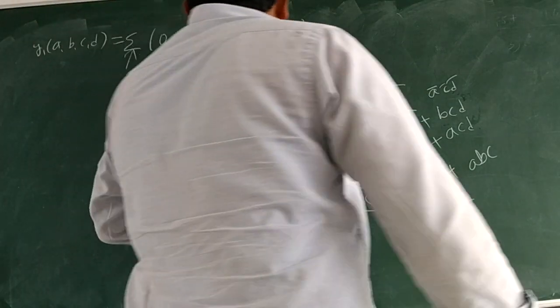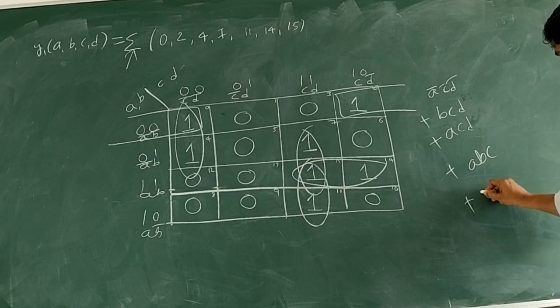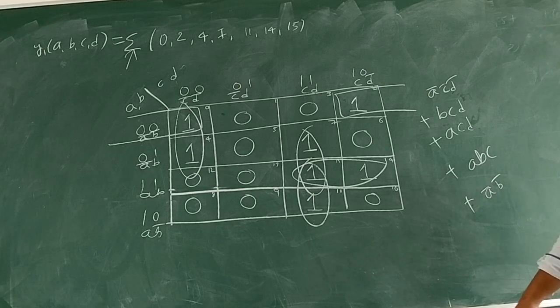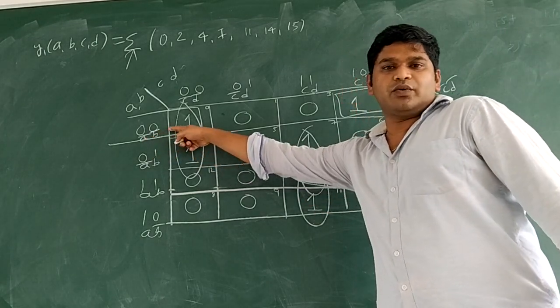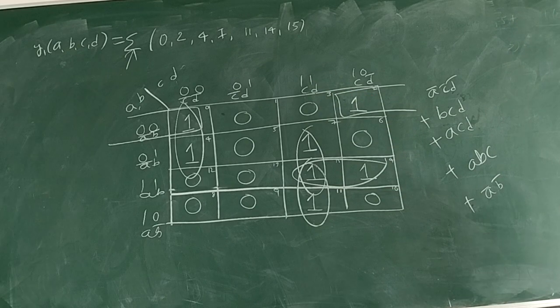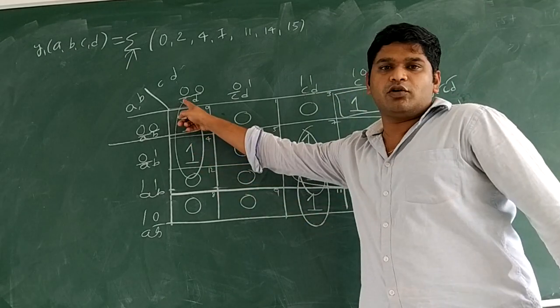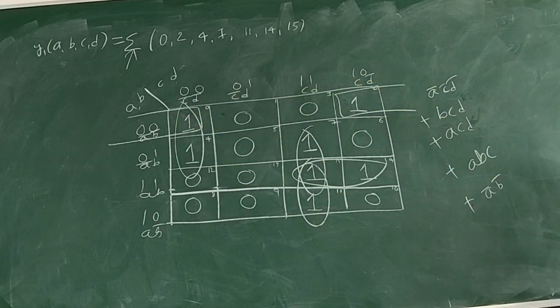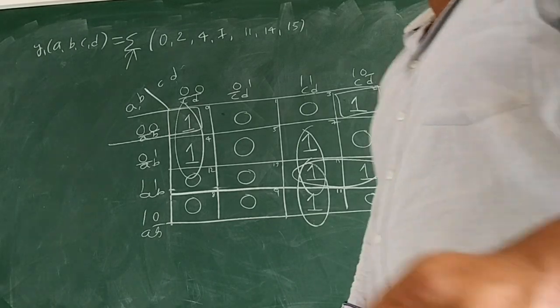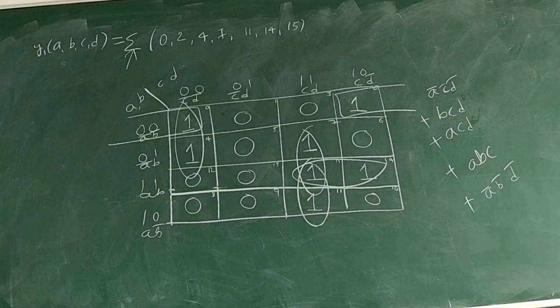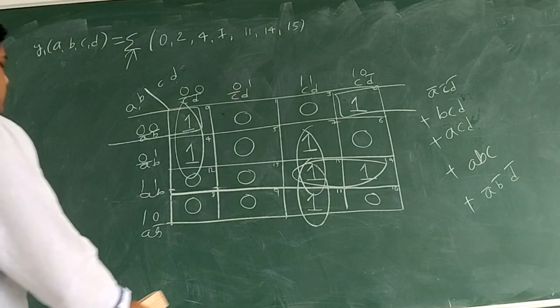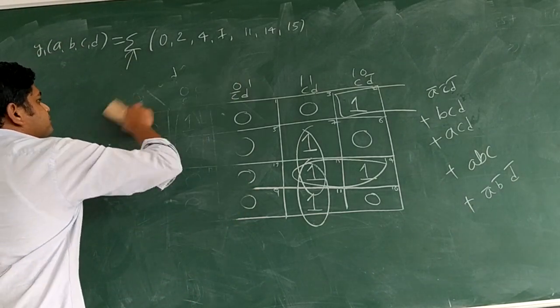What is the function now? It is row wise A complement B complement. What about the variables of the column? C complement D complement, C D complement, hence we will have only one variable D complement. This is called a prime implicant. Okay, so let's take the next problem.